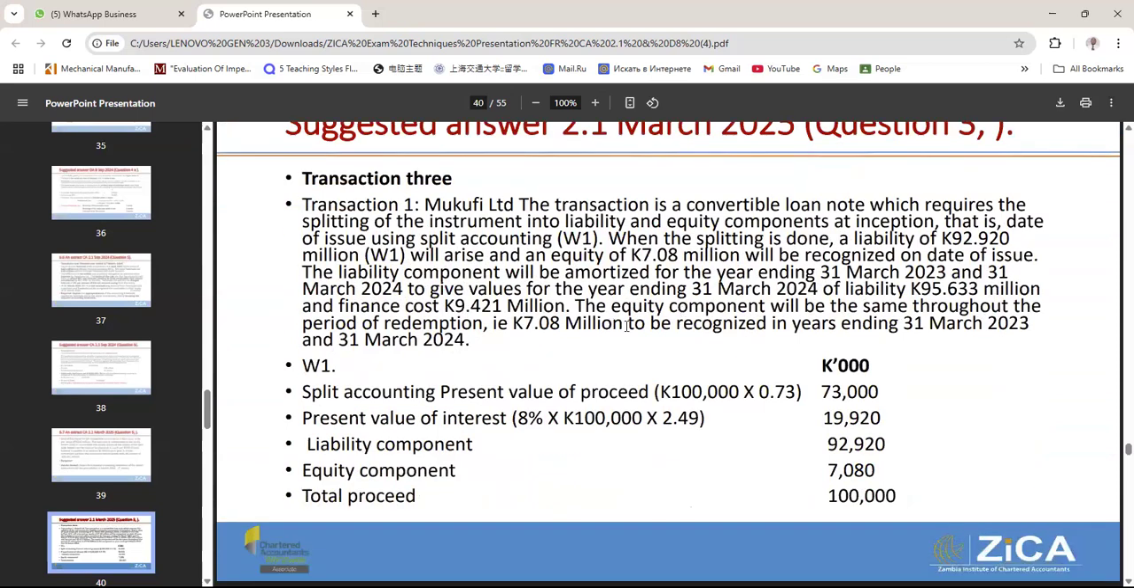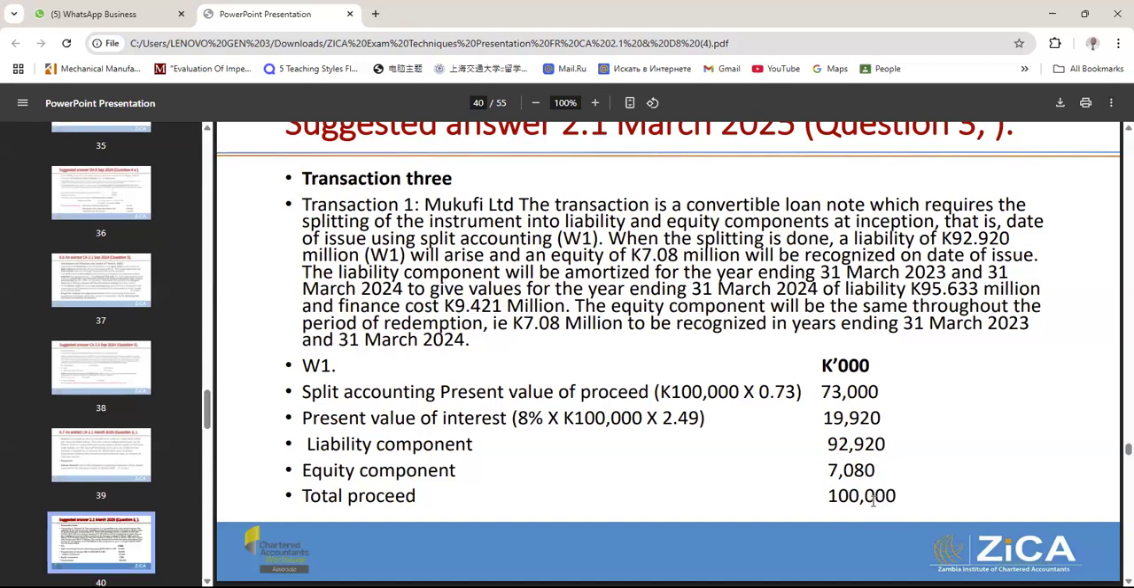So if you check here, we are supposed to split to discount the principal amount, which will be paid at the end. You come up to 73. Then the amount you're supposed to be paying annually. Now, if the cash flows are constant, you can use the annuity factor. So this is an annuity factor. So when you add, the total liability was 92,920.